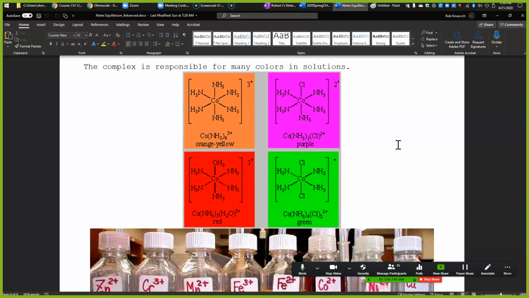I think she's talking about the universal indicators. Yeah, I'm not sure. The universal indicators vary. Is it a 1 to 4 or 1 to 7 and a 4 to 10? Yeah, I think it's a 1 to 7 and a 4 to 10. So those substances have these complexes in them, and then depending on what the pH is, they'll change to a particular color.